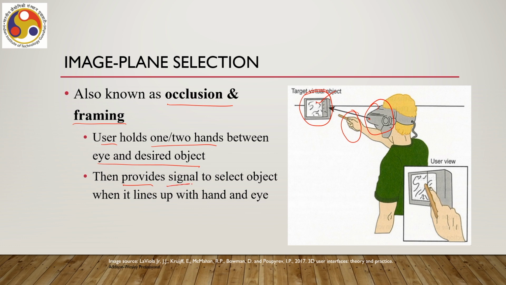then provides a signal, maybe in the form of a gesture, to select the object when it lines up with the hand and eye. So, this hand movement or hand signal is the kind of signal, it can be through some gesture also. So, in the virtual world the user provides a signal to indicate which one to select.